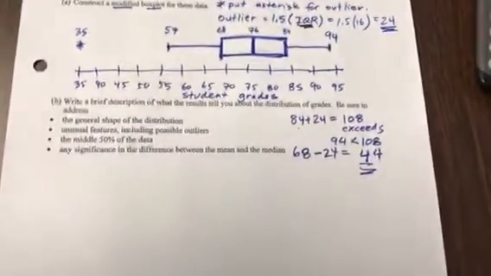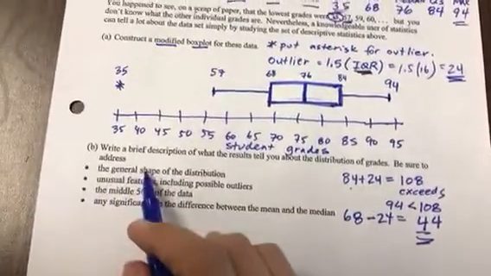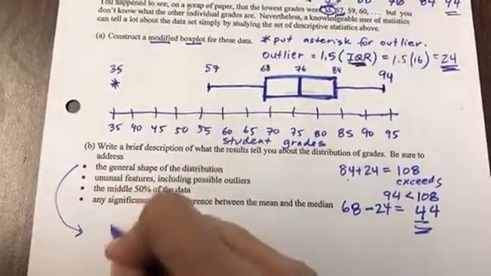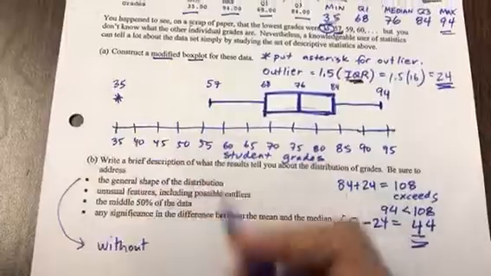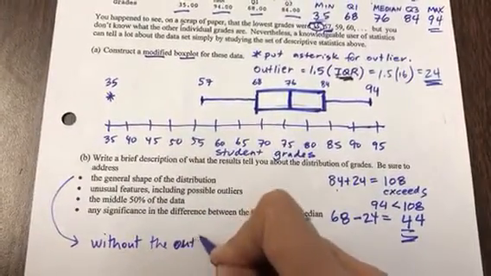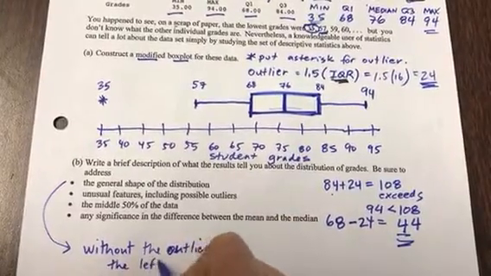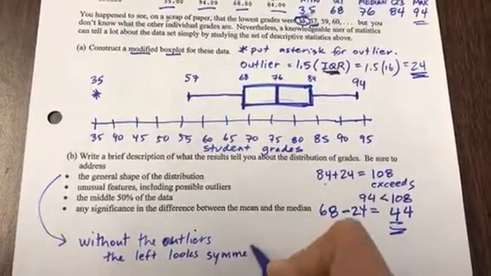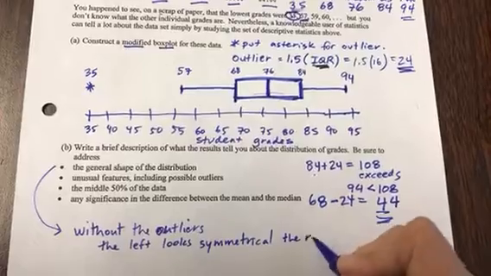All right. Now it says, write a brief summary. Be sure to say the shape. So it actually looks pretty symmetrical. Without the asterisk, of course. Without the outlier, the left looks symmetrical with the right.